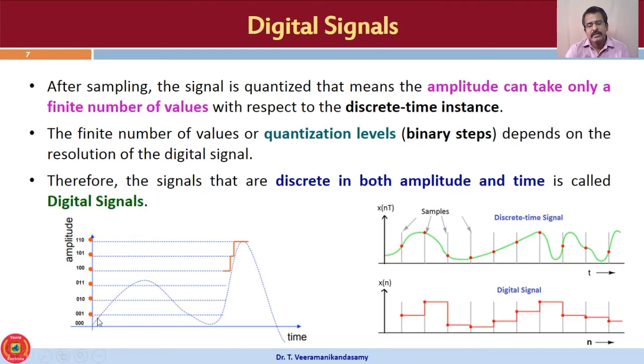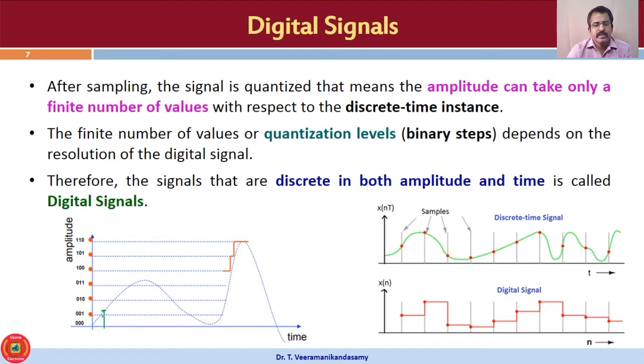For a 3-bit digital value, we can have 8 quantization levels, or 8 finite values. It starts from 000, 001, 010, 011, 100, 101, 110, and 111. Your function value at any instant should be one of these values. The amplitude of the first sample is maybe here, so for the digital representation, the actual amplitude will be adjusted to 001. This is the quantization.